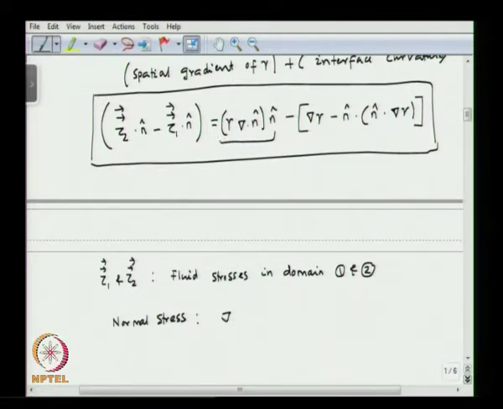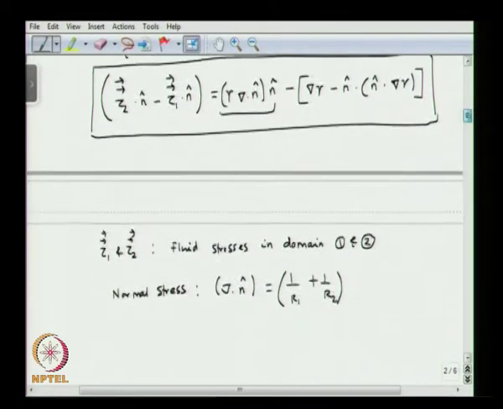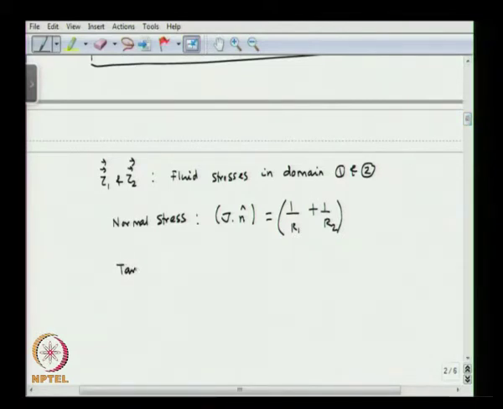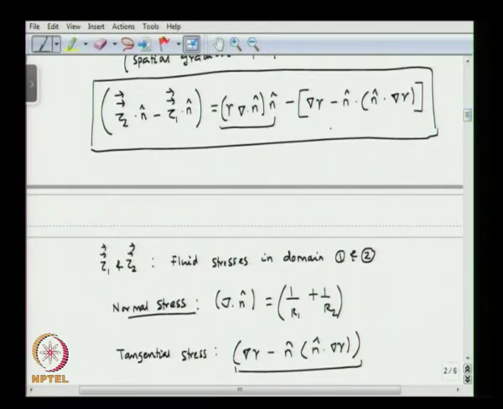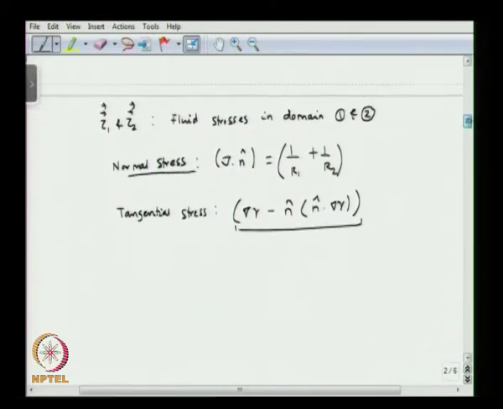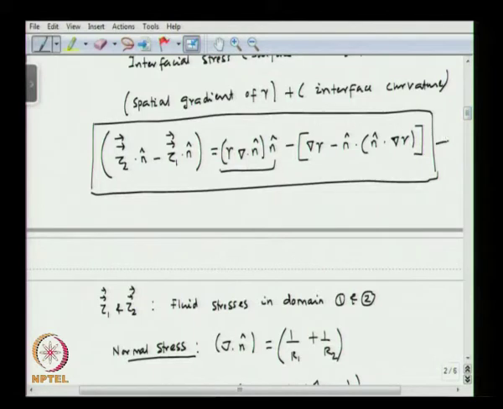So this is del dot n, which is equivalent to 1 over R1 plus 1 over R2 for a simple case, and the tangential stress is the gradient of the surface tension minus n cap dot gamma. This is the tangential component of the surface tension stress. This is the normal component of the surface tension stress. So the stress due to the surface tension is balanced by the fluidic stress, that is what we see here. Now, we split this stress balance into two different components.